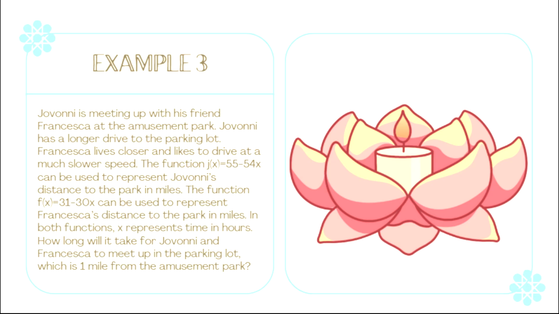Here is example number 3. Giovanni is meeting up with his friend Francesca at the amusement park. Giovanni has a longer drive to the parking lot. Francesca lives closer and likes to drive at a much slower speed. I'm like Francesca. The function j of x equals 55 minus 54x can be used to represent Giovanni's distance to the park in miles. The function f of x equals 31 minus 30x can be used to represent Francesca's distance to the park in miles. In both functions, x represents time in hours. How long will it take for Giovanni and Francesca to meet up in the parking lot, which is 1 mile from the amusement park?